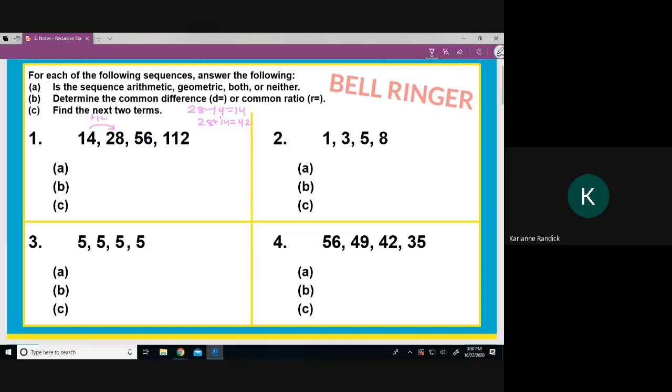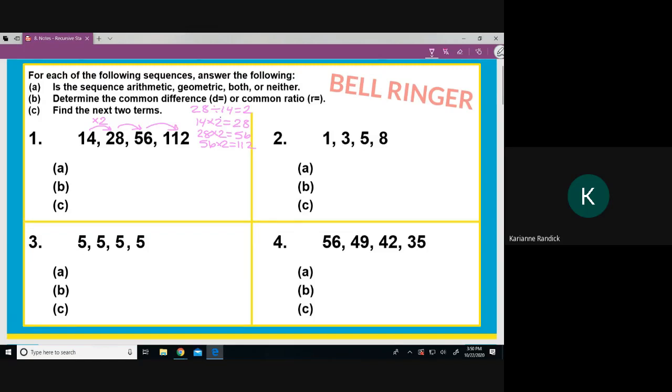Instead, because it's increasing, I'm going to check out multiplication. What is 14 times what makes 28? If you're not sure, you can go 28 divided by 14, so you go backwards, which is 2. So going the other way, 14 times 2 is 28. I'm going to check that this works. 28 times 2 is 56, that looks good. Keep checking one more time: 56 times 2, yep, that's 112. So this times 2 worked each time.